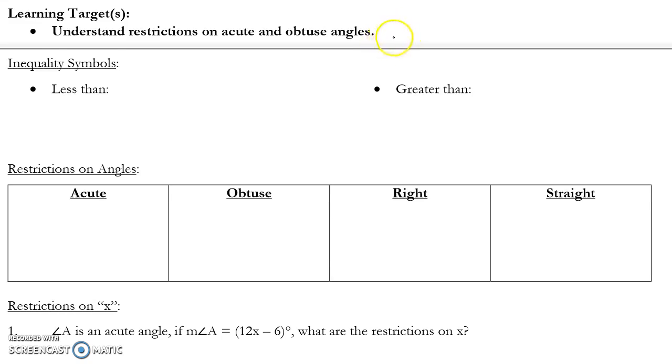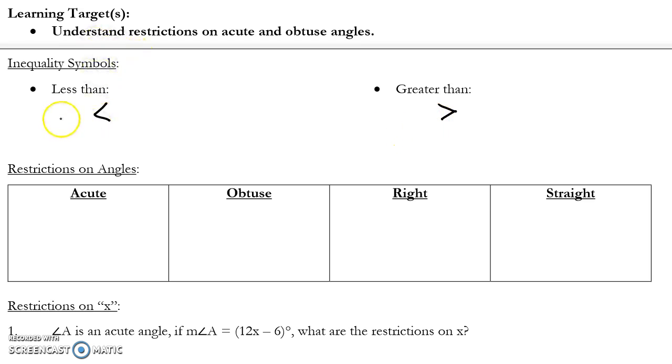Alright, this video is going to focus on understanding the restrictions on acute and obtuse angles, and more specifically, the restrictions on x when my angle measure is an expression with a variable. First thing I think we have to review are our inequality symbols. The difference between a less than and a greater than symbol. A less than symbol points to the left. Less than points left. It almost looks like an L. Greater than symbol points to the right.